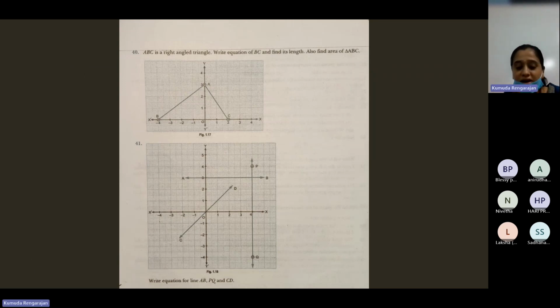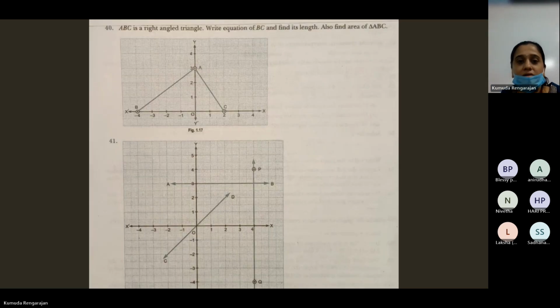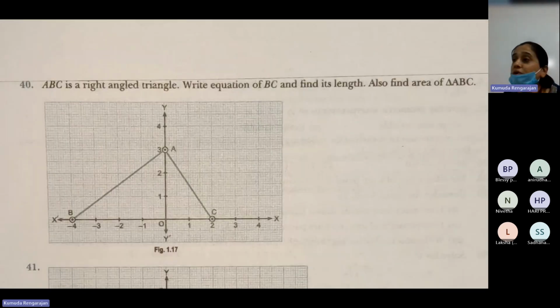So now the question is, write the equation of BC. BC lies on the x-axis. Equation of the x-axis, y is equal to 0. So the equation of BC is y is equal to 0. All of you write down: equation of BC is y is equal to 0. And what's the length of BC, children? 6 units, correct. Equation of BC is y is equal to 0. Why? Because that's the equation of the x-axis, y is equal to 0.